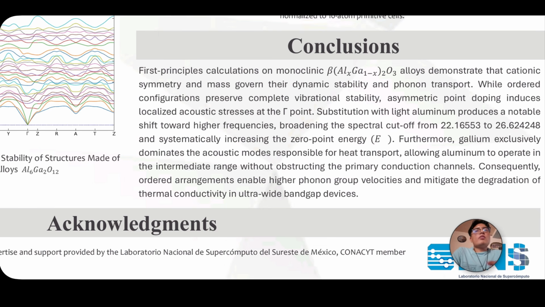And finally, we will discuss the analysis of the results and the promising findings regarding the alloying of aluminum with gallium oxide in the beta phase.